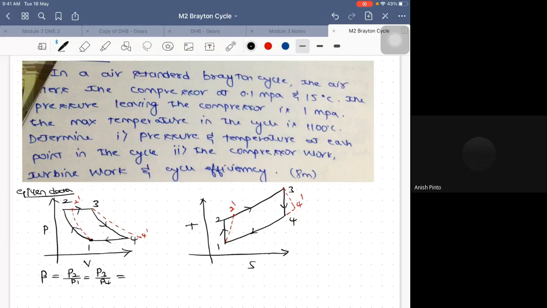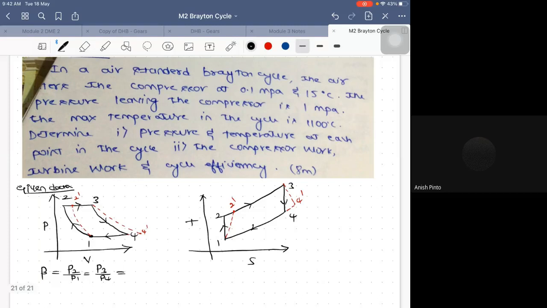So, air standard Brayton cycle. In the air standard Brayton cycle, the air enters the compressor at 0.1 megapascal and 15 degrees Celsius. The pressure value and the temperature value are being given. At which state? Whether it is at state 1, state 2, state 3, or what. At which state has he given it?